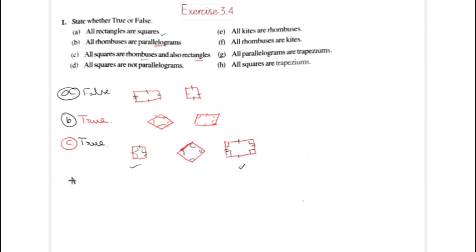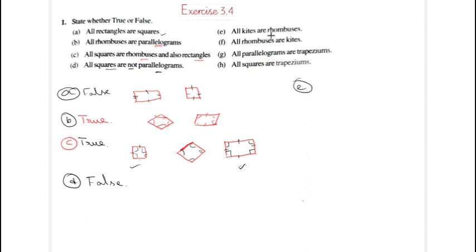Now come to number D. All squares are not parallelograms. Now we know that a square is a special type of parallelogram. So how can this statement hold that it is not a parallelogram? So obviously this is false. Now come to number E.